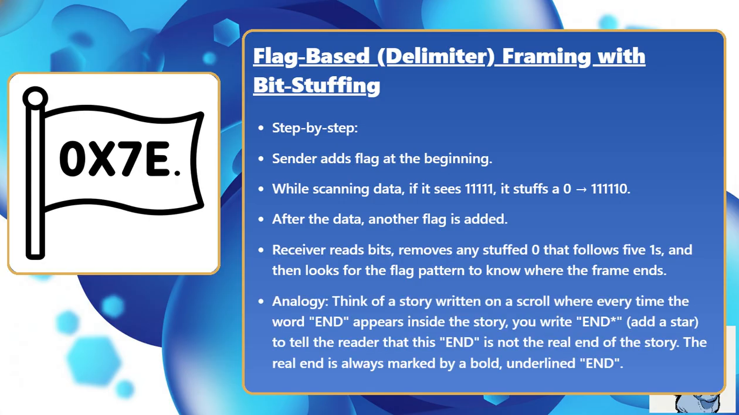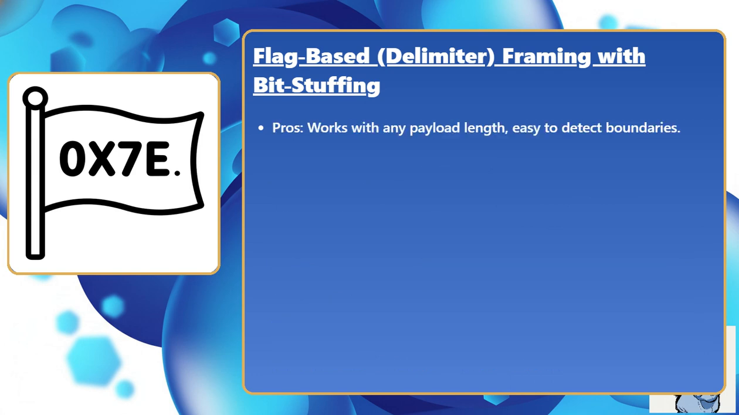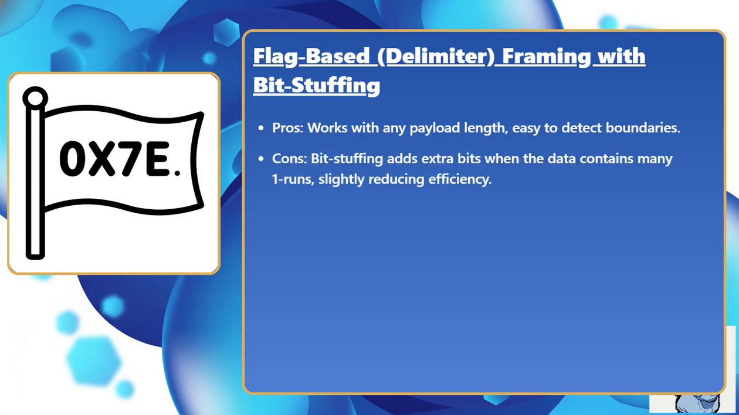Analogy: think of a story written on a scroll where every time the word end appears inside the story, you write end star, add a star, to tell the reader that this end is not the real end of the story. The real end is always marked by a bold underlined end. Pros: works with any payload length, easy to detect boundaries. Cons: bit stuffing adds extra bits when the data contains many one-runs, slightly reducing efficiency.